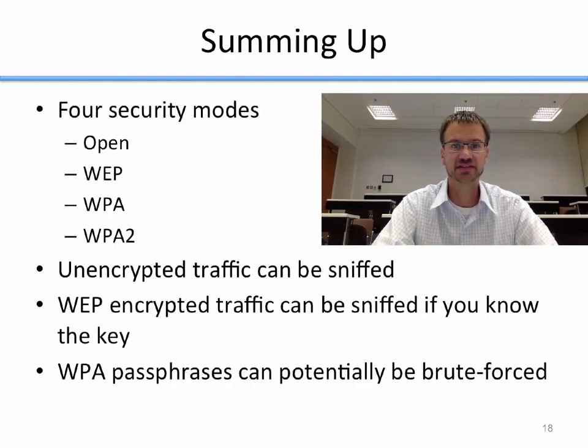Okay, so let's summarize. There are 4 security modes available when we're talking about encryption for wireless: open, which is no encryption; WEP, WPA, and WPA2. Unencrypted traffic can be sniffed and easily picked up by anybody in radio range. WEP traffic can be sniffed if you know the key. And the WPA passphrases can potentially be brute forced if they're weak. So that's kind of our summary of today.